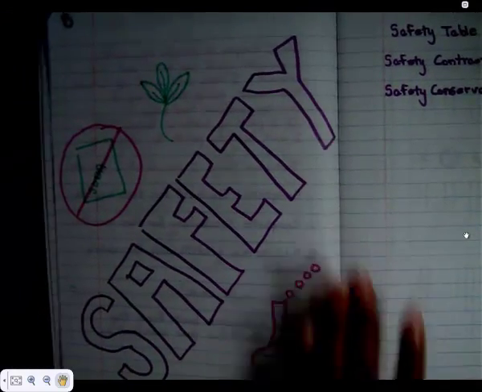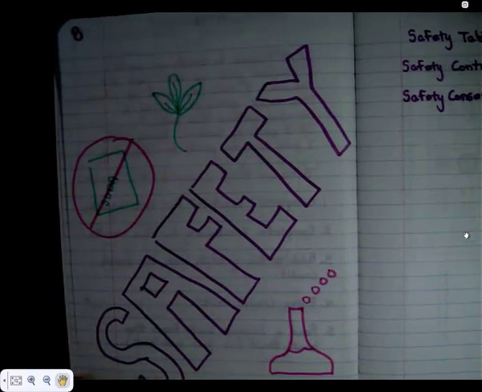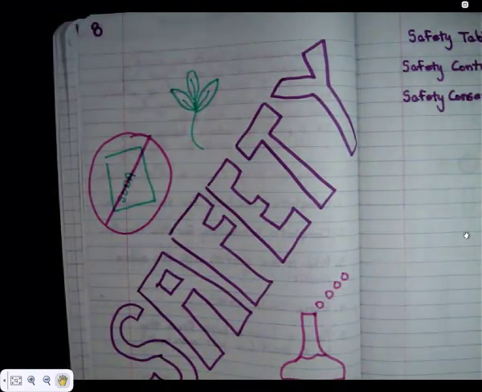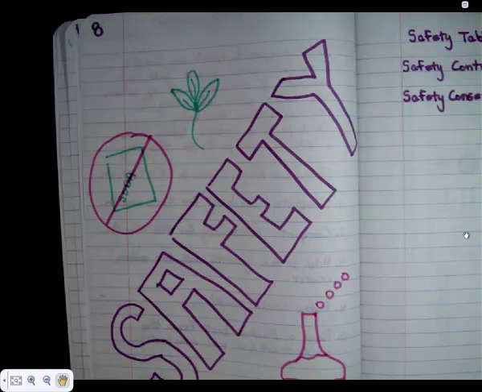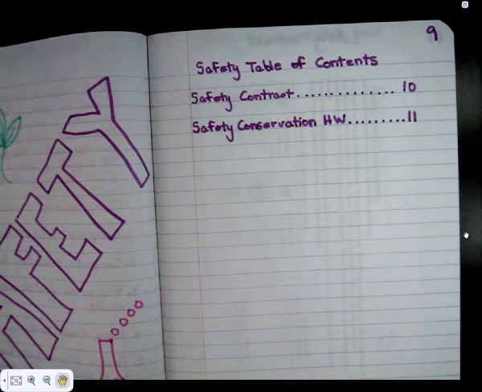Okay, page 8 is where we are going to start our safety unit. For the safety unit, this is our little safety cover page. You do not have to draw the exact pictures that I have. If you want to draw different pictures, that is absolutely fine. Just somehow write the word safety, draw a couple of pictures that pertain to safety to you, and that's it. For our safety table of contents, we only have 2 things that we're going to be putting in. Our safety contract is going to go on page 10. And our safety and conservation homework will go on page 11.